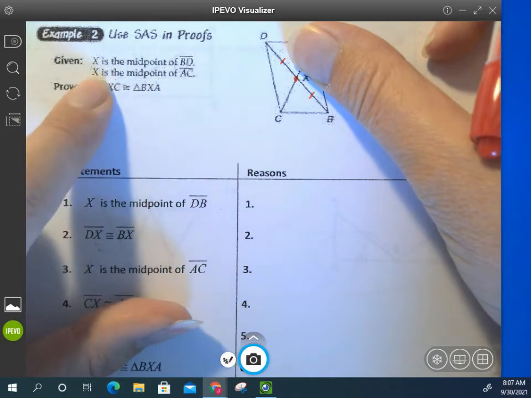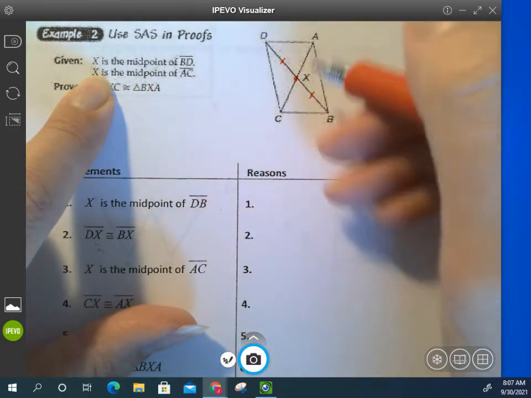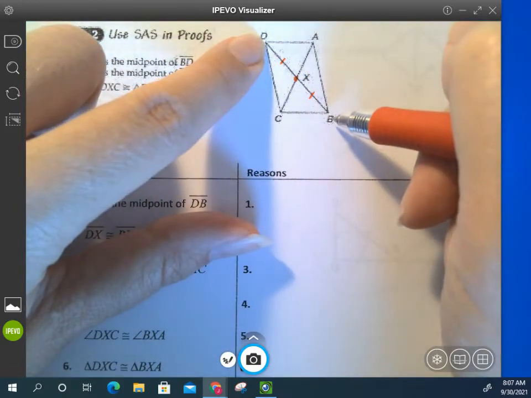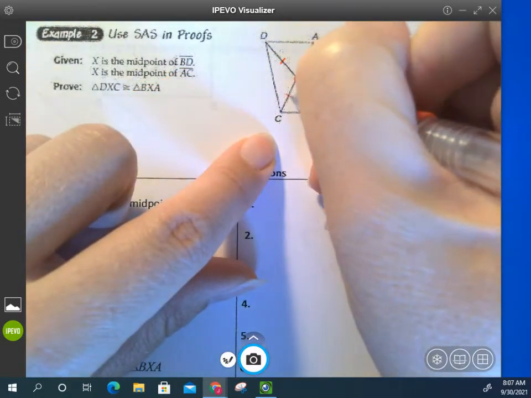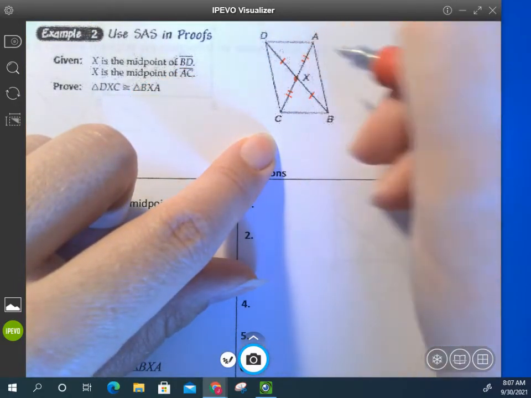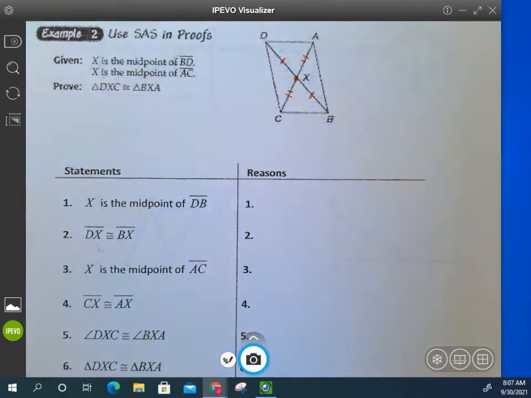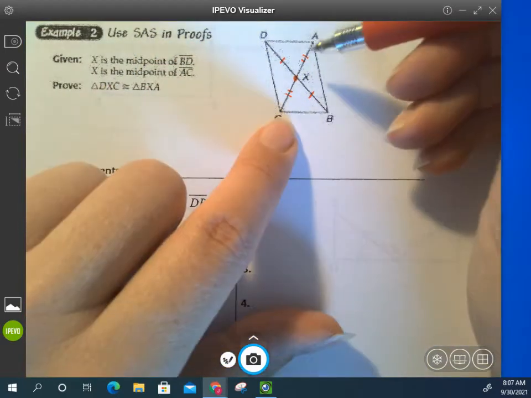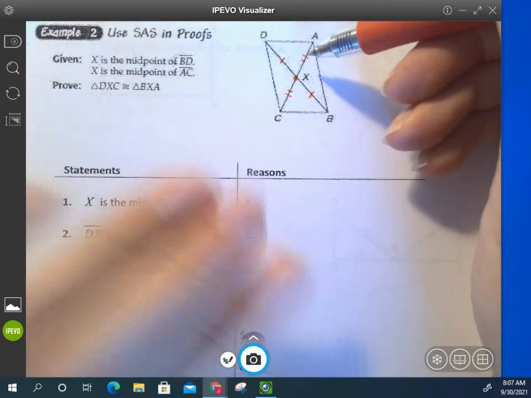All right, well, X is also midpoint of AC. Now, BD is stretched out in this parallelogram. AC is shorter, so this is congruent here. So they're not all congruent. It's just this is split in half, and that's split in half. All right, that's all we know.